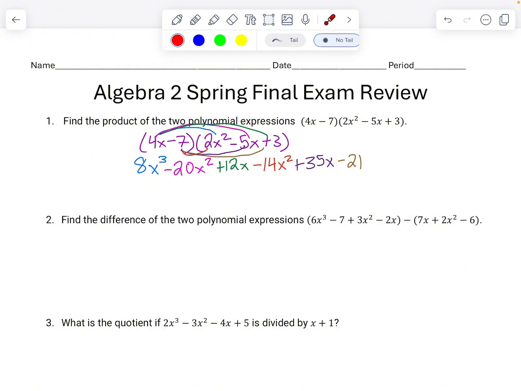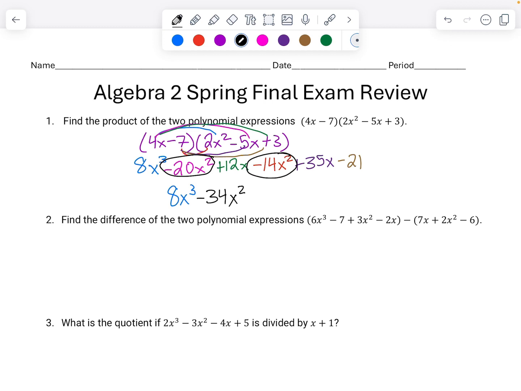Okay, so looking left to right, okay, I don't have any more cubed terms. I don't have any more x cubes here, so my 8x cubed is going to stay 8x cubed. However, I do see a negative 20x squared and a negative 14x squared. So combining those, I get negative 34x squared.